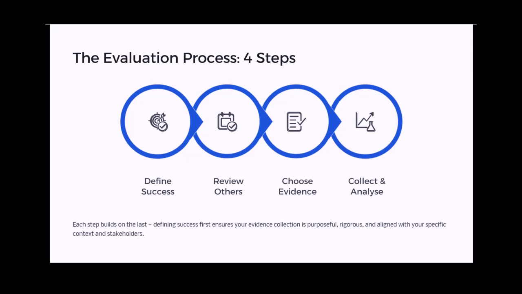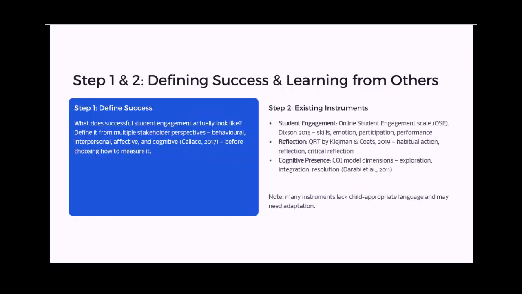So there are different steps once you've identified the purpose of the evaluation, what you're going to evaluate and when. First of all, you need to define success. You need to review content, choose evidence, and collect and analyse the data. And each step builds on the last. So the first step is defining success and learning from others.